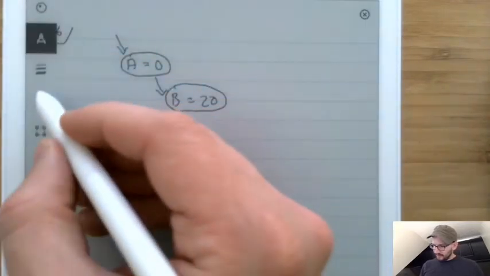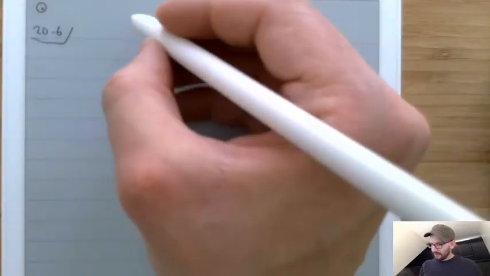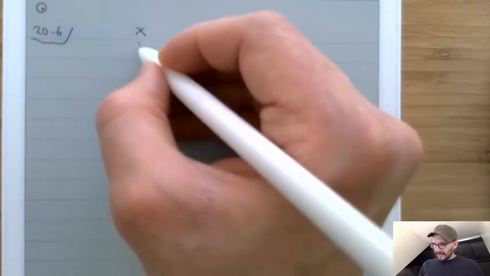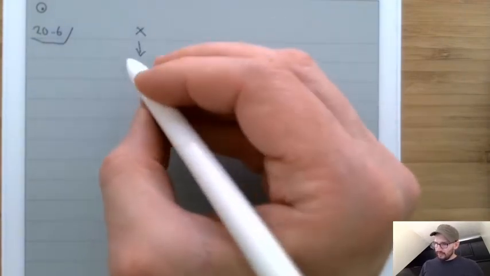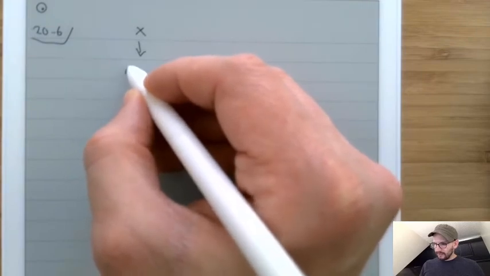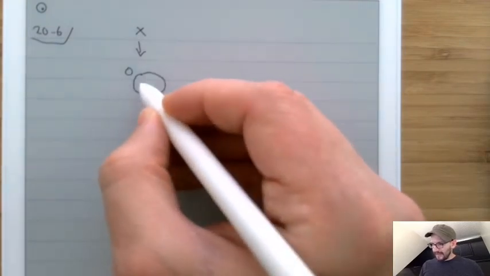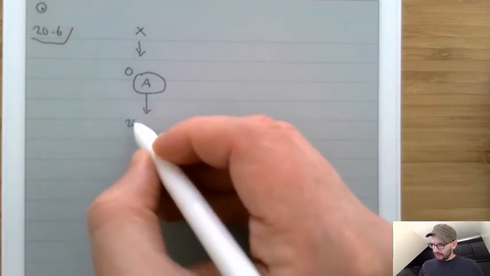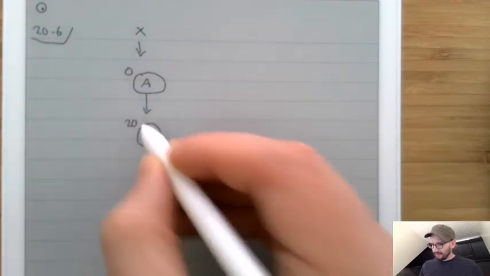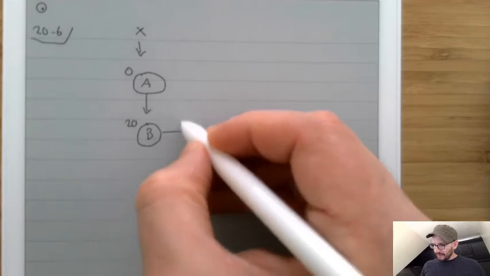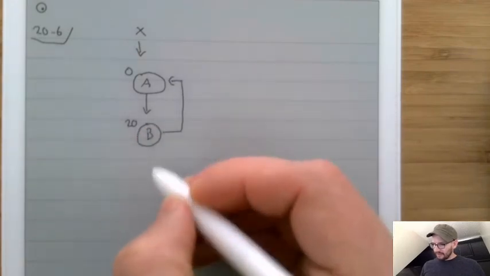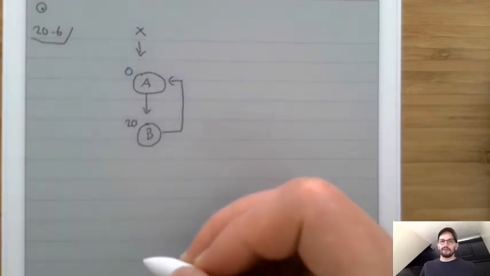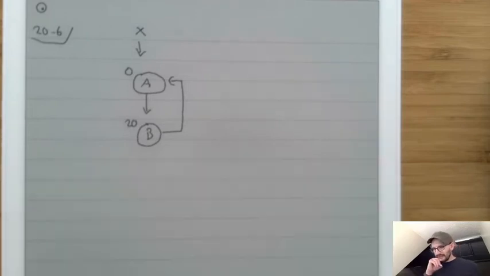Actually, let me redo this. I don't really like what I did there. Okay, so we have X, and X is pointing to address 0, and that is A. And A is pointing to address 20, and that is B. Now let's imagine that B is pointing at object A, at address 0.